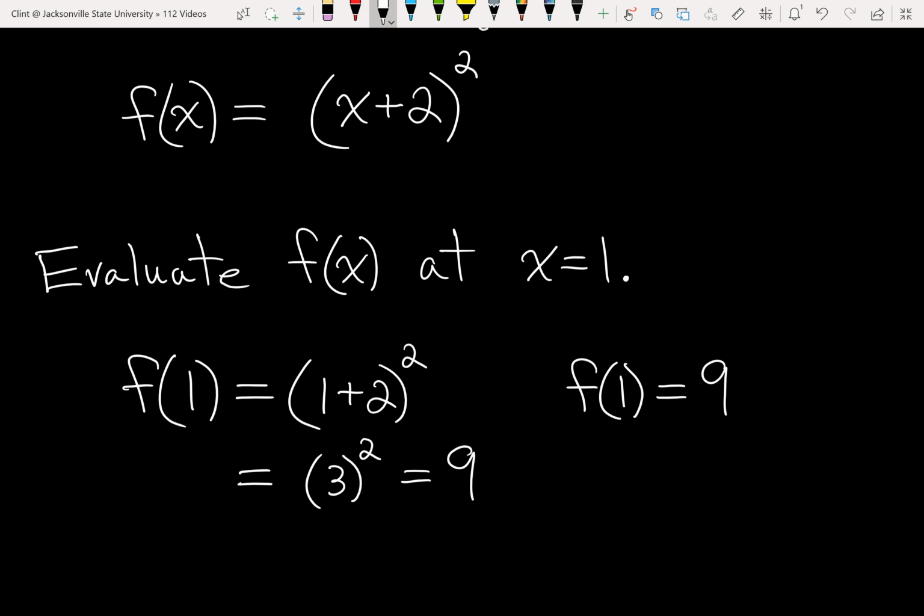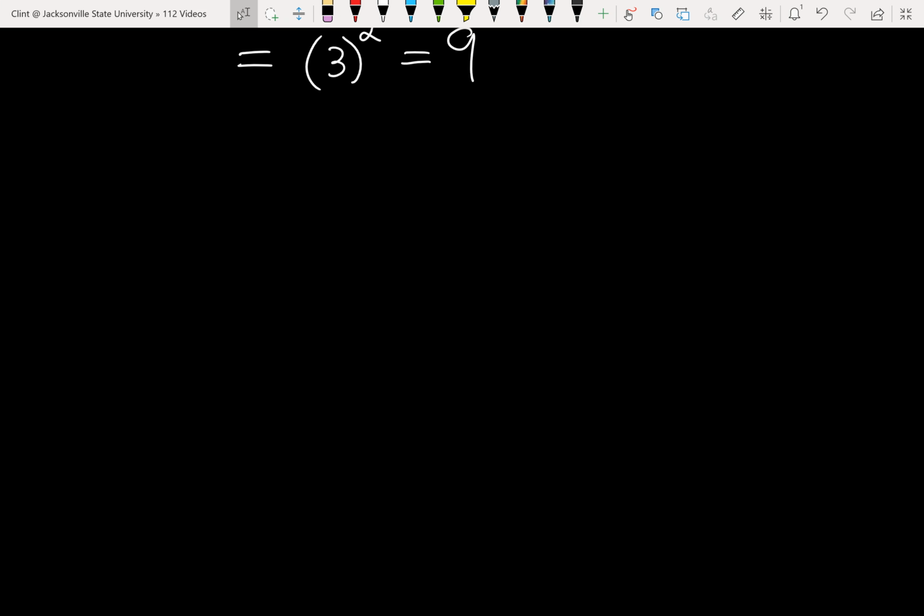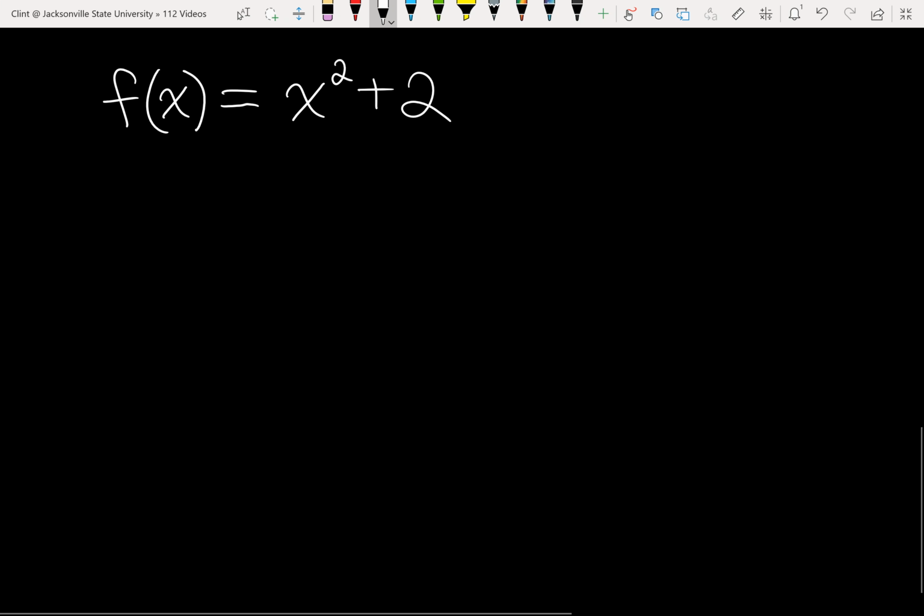Okay. So let's evaluate some functions here. And you don't always have to call a function f of x. You could call it g of x or h of x or give it some other name. But right now, most of the ones we're going to look at, we're just going to call f of x. So let's go back to x squared plus 2. So here's our function we're working with. There's our rule.